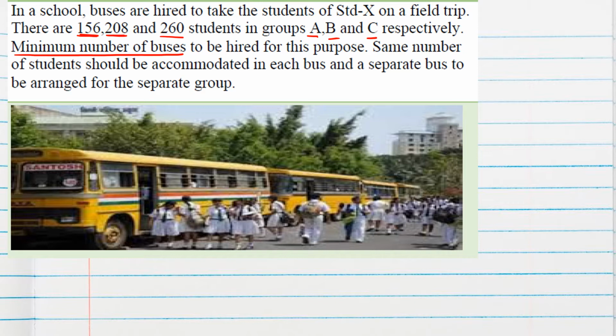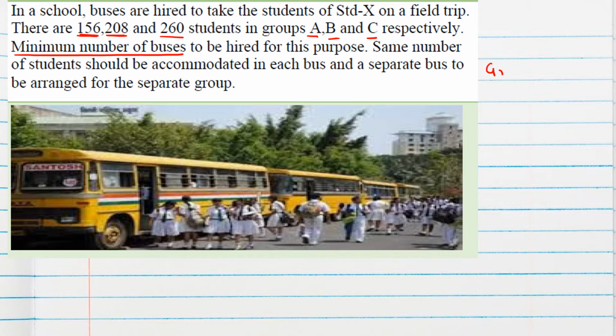Okay. So now here, if you see, minimum number of buses we should hire to accommodate students, and the same number of students should be accommodated in each bus. So this is the type of distributing equally among a number of objects. Here buses are there, so we have to distribute students equally in each bus. So for this purpose we should use HCF. So we'll find HCF of 156, 208 and 260.